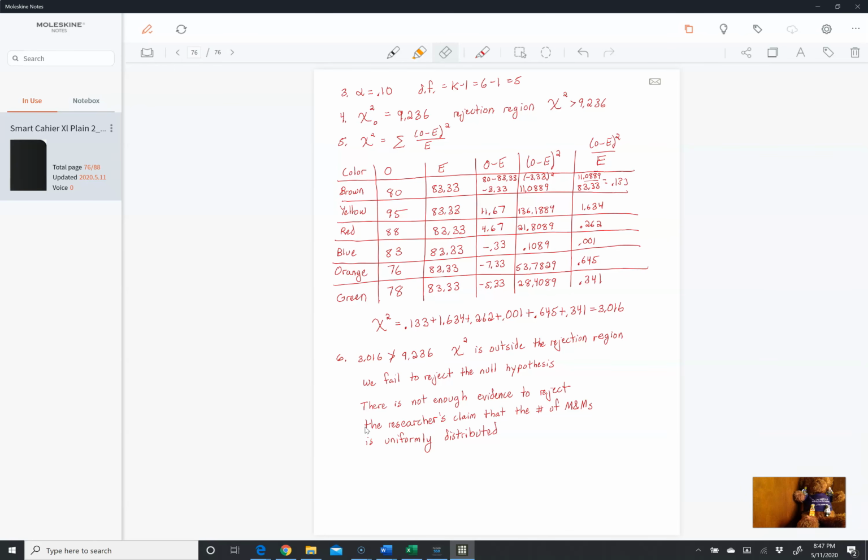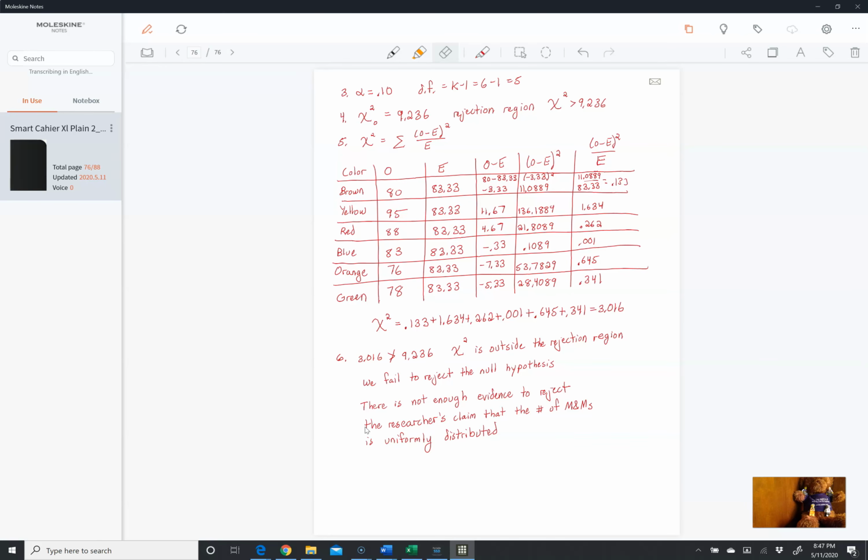Okay, so remember the researcher's claim is the null hypothesis. So the null hypothesis is saying that the expected distribution is uniform. We're failing to reject that. So we're saying that there's not enough evidence to reject the claim. We're not saying that the researcher is correct. We can only say that if it's the alternative hypothesis, right? Remember that. The alternative hypothesis is the only one that can be supported. Here, we're saying there's not enough evidence to say that the researcher is incorrect.